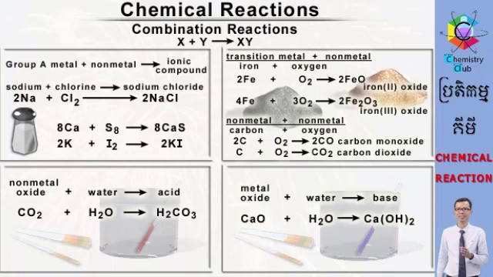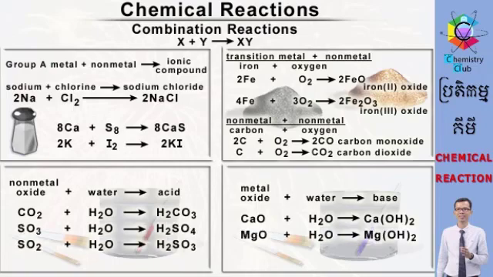Metallic oxides combine with water to form bases, which have a high pH, as when calcium oxide combines with water to yield calcium hydroxide. On the screen are some other examples of acid and base formation through combination reactions.